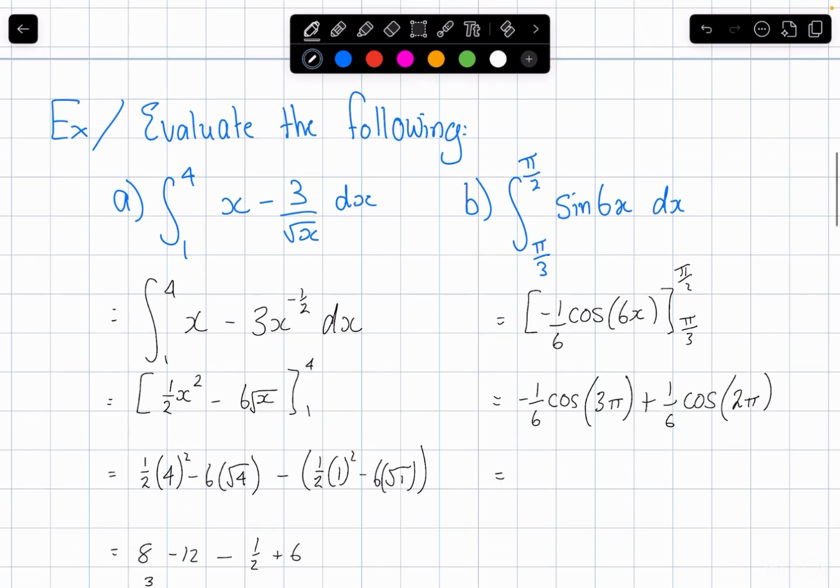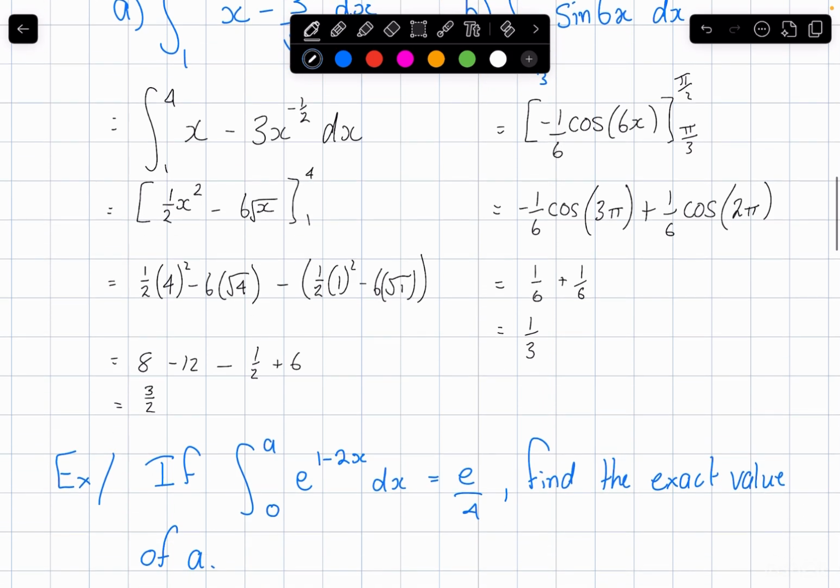Now, cos of 3 pi is negative 1, so this becomes 1 over 6. Cos of 2 pi is positive 1 plus 1 over 6, which is 2 over 6 or 1 over 3. And we have done it.